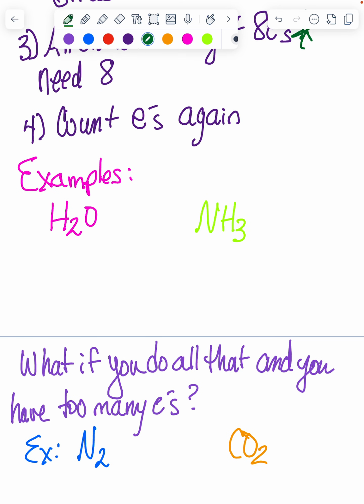Here we have water. Number 1, count your valence electrons. Each hydrogen is 1, so that'll be 2. Oxygen is 6, so that's a total of 8. Now, O has 6, so it can make 2 bonds. So put O in the middle, put an H on either end, and then anybody who deserves 8 gets 8, so that would be oxygen. H cannot, it can only make 1 bond, that's it. And then you go back and count again. Remember the lines count as 2, so 2, 4, 6, 8.